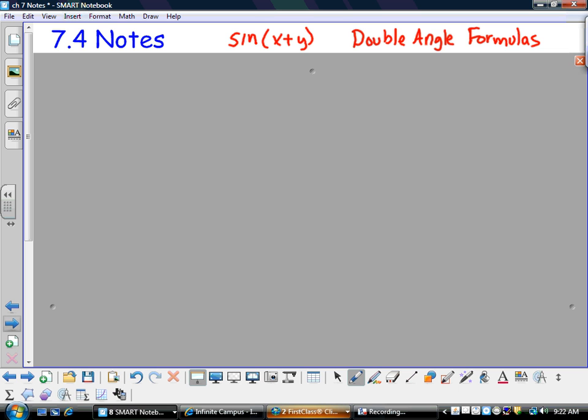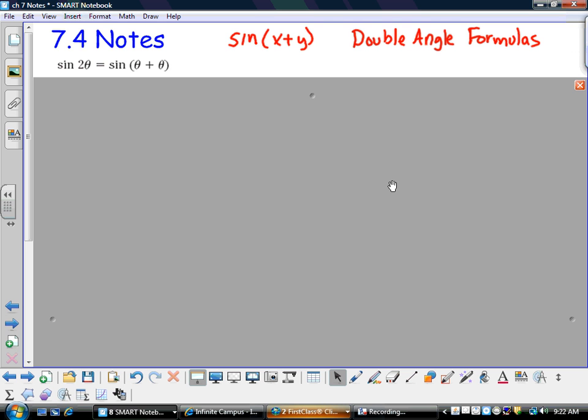And double angle formulas are going to be things like the sine of 2 theta or 2x. So the first one we are going to do is the sine of 2x. And the first thing we're going to do is change that. Instead of 2 theta, we're going to change it into theta plus theta. That's the same thing.